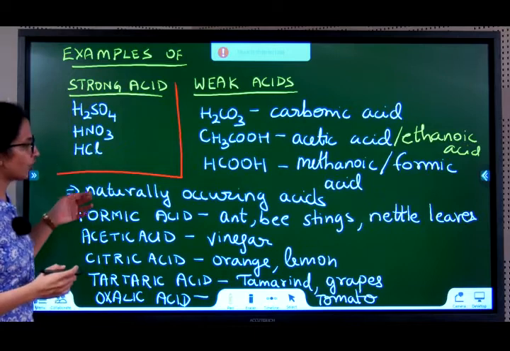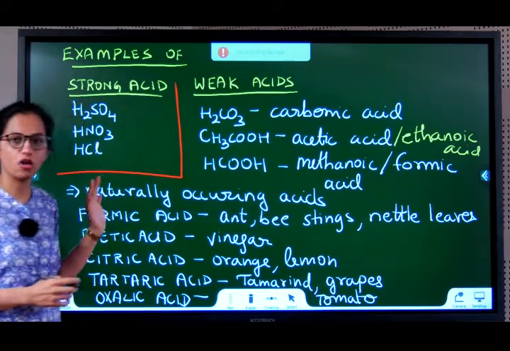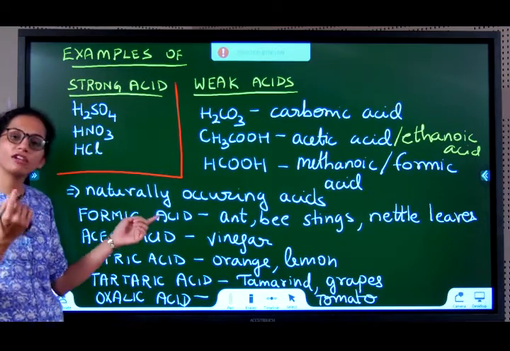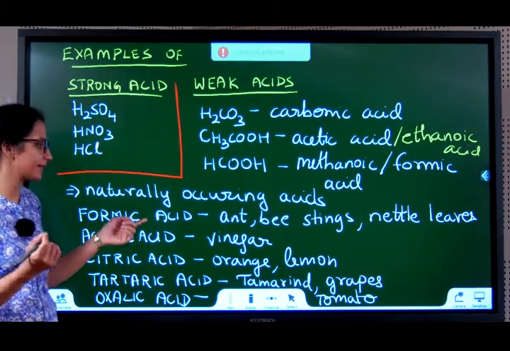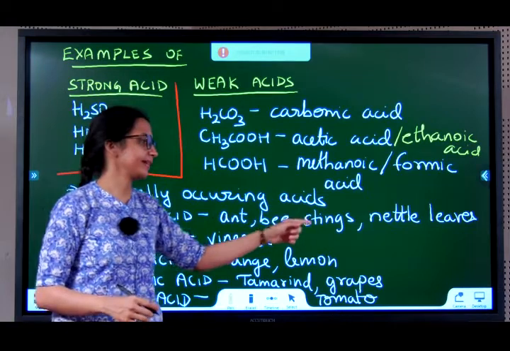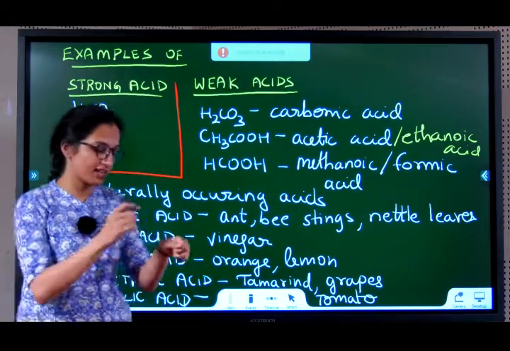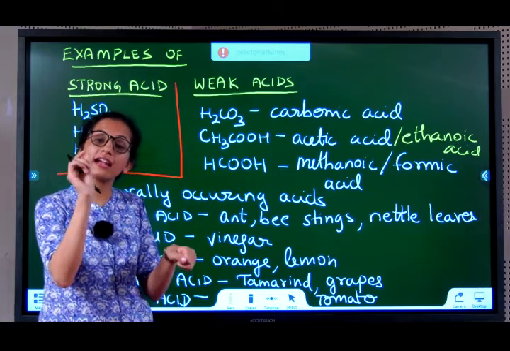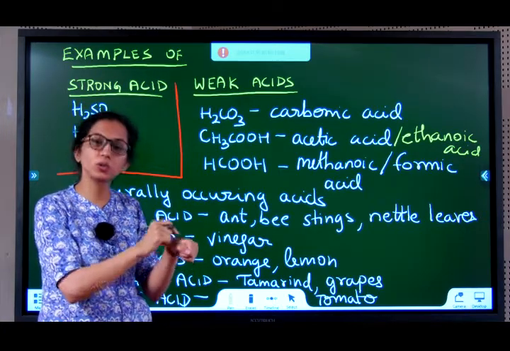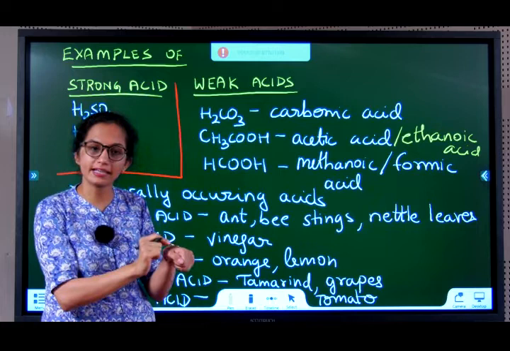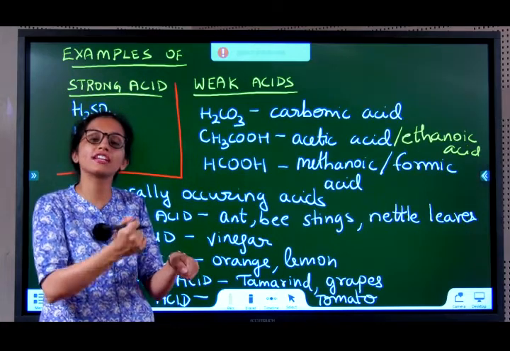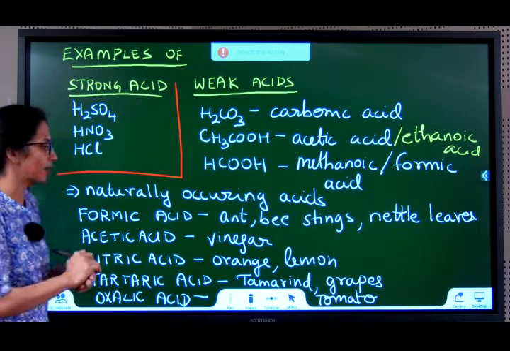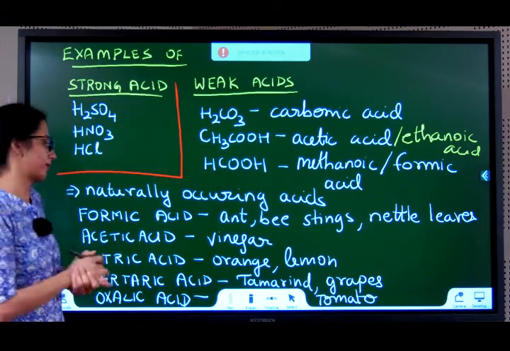There are a few naturally occurring acids, and they are all weak. Formic acid, where do we find formic acid or methanoic acid? Ant stings, bee stings, nettle leaves. When an ant stings you, it becomes swollen and red. Why? Because when an ant bites you, it excretes formic acid. Formic acid is entering here. What do you do when you get a sting? Apply baking soda, because baking soda is basic. Or you can apply milk of magnesia as well.